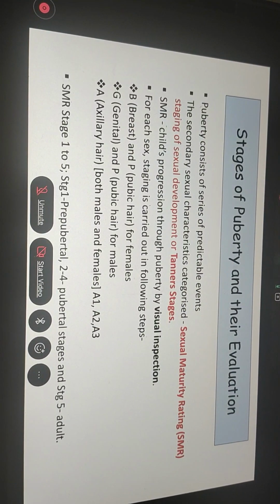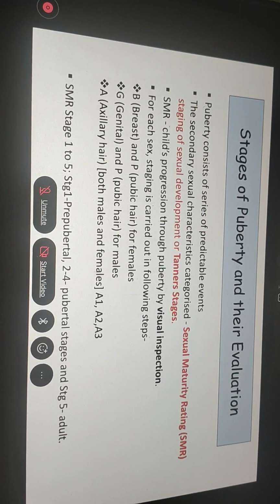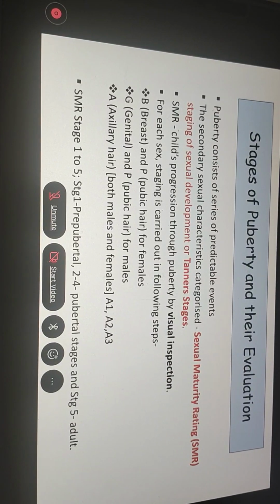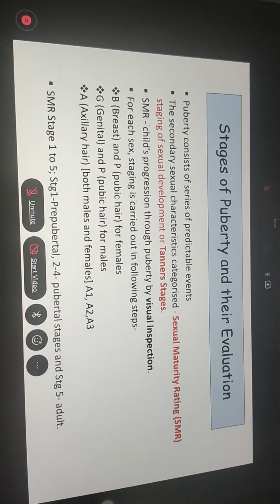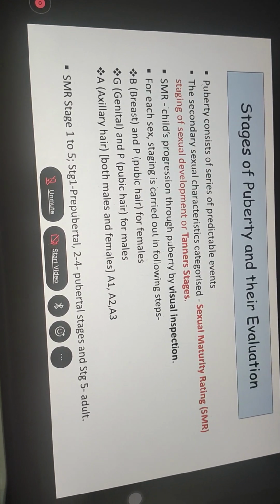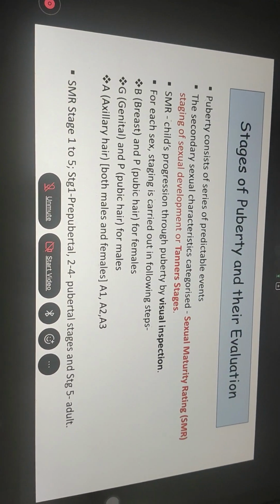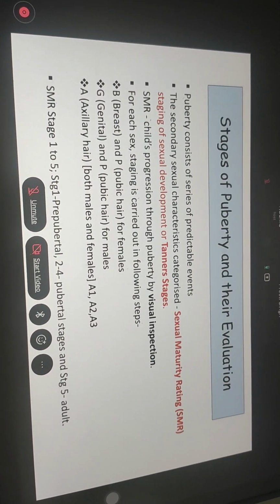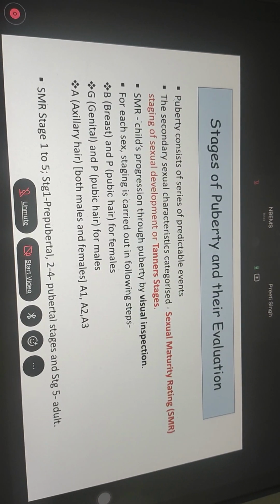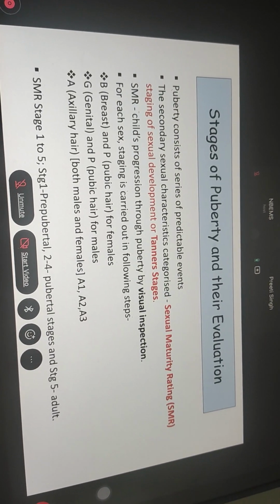Now, what are the stages of puberty and how do we really evaluate for them? So puberty consists of a series of predictable events, and these events are characterized as sexual maturity rating staging, or the Tanner stages. But what we need to understand is that every child undergoes this progression of puberty, and the categorization of the stages is very important, because for each sex the staging is carried out in the following steps.